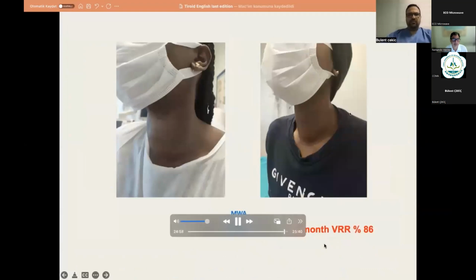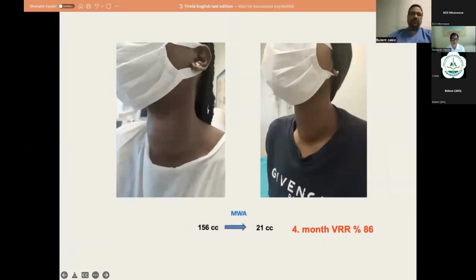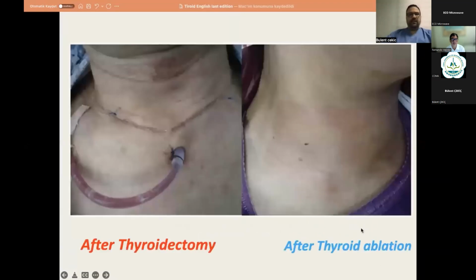And this is a patient from Nigeria. She came to our clinic, and she had a very big thyroid nodule in the left lobe, 156 cc. We did microwave ablation, and after 4 months it was 21 cc, and we have a volume reduction rate of 86%.